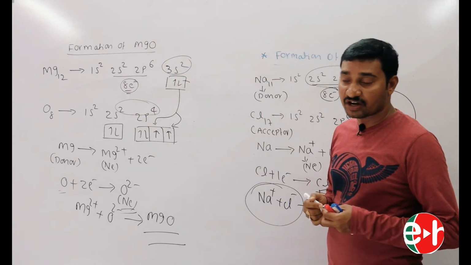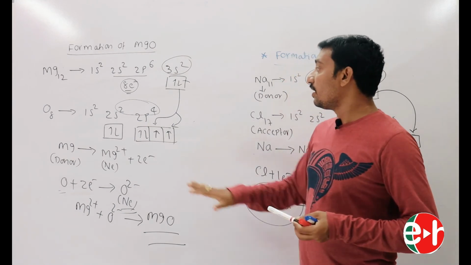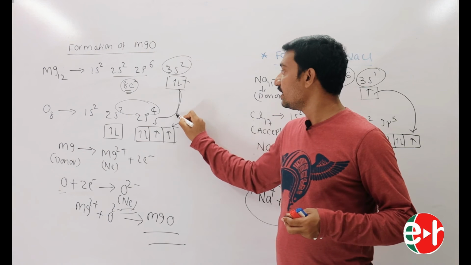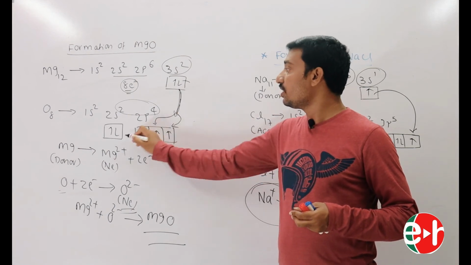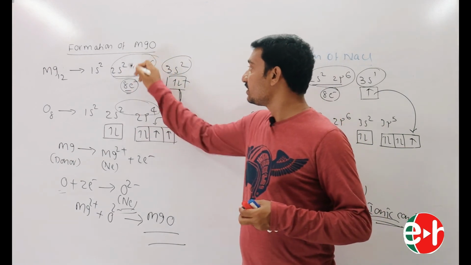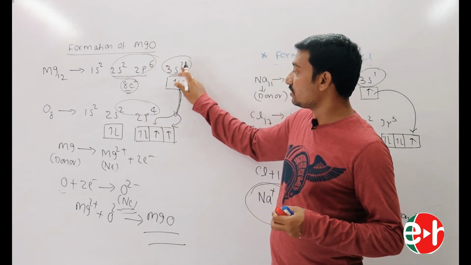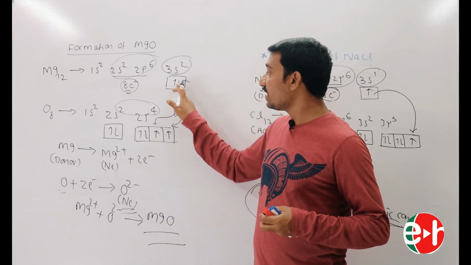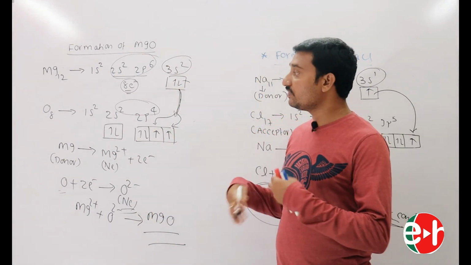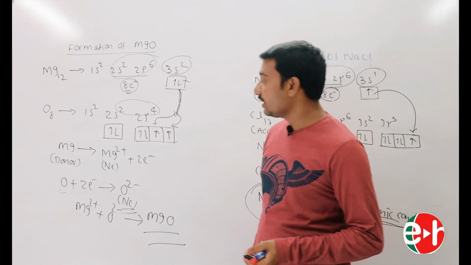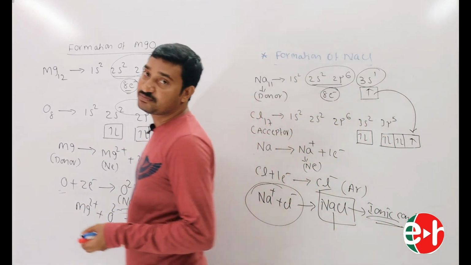So what happens in the formation of an ionic bond? Complete transfer of electrons takes place. So magnesium here transfers 2 electrons to oxygen. Then magnesium gets octet configuration after donating electrons. Oxygen gets octet configuration after receiving electrons from magnesium. So both will get octet configuration and become stable. Okay, so this is the formation of MgO.